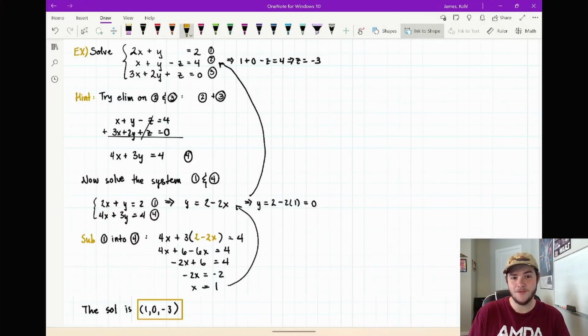The solution that I found was 1, 0, -3. Here's how I did that. After the hint, I had this system between equations 1 and 4. I used substitution to solve this system. I wrote y equals 2 minus 2x and then substituted that into equation 4, giving me this equation, which when I solve for x gives me 1. I plug this value of x back up into here to get y as 0. Now that I have x and y, I go all the way back to my original equation to get z is -3.